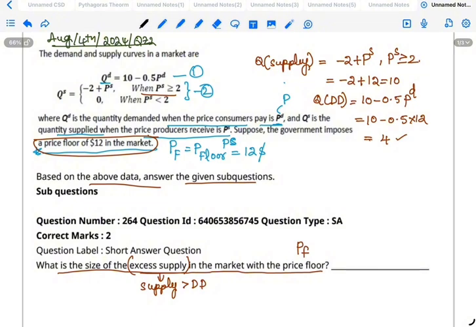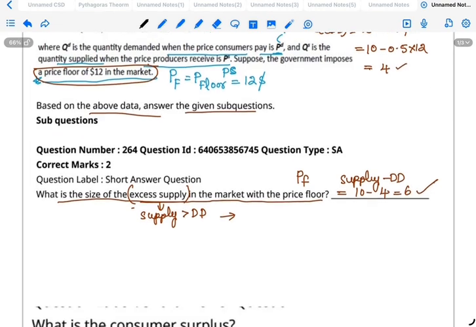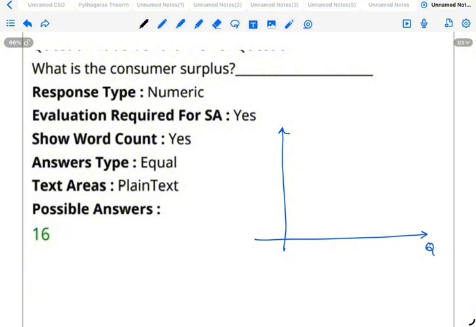So what is the size of the excess supply? In this question supply is greater than demand, so supply minus demand. The supply value is 10, minus the quantity demanded 4, which equals 6. For this question the answer is 6. Always write quantity on the x-axis and price on the y-axis.